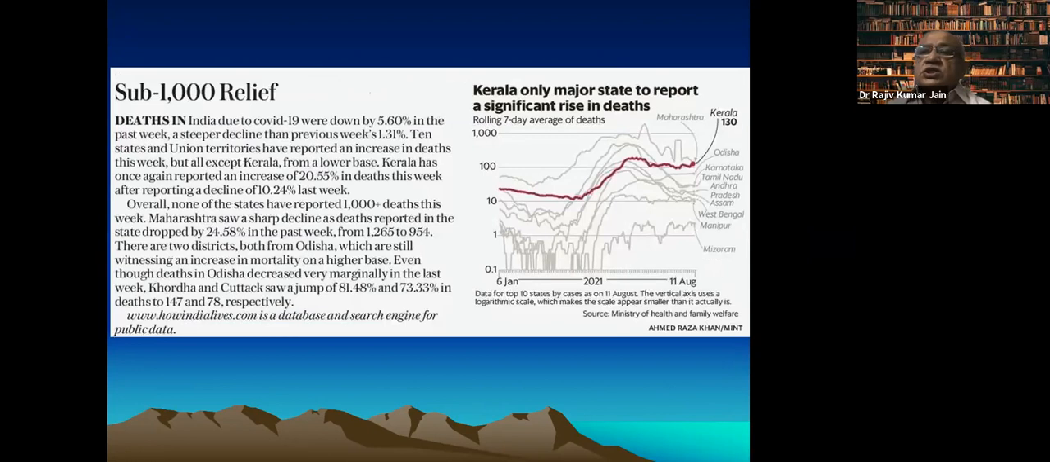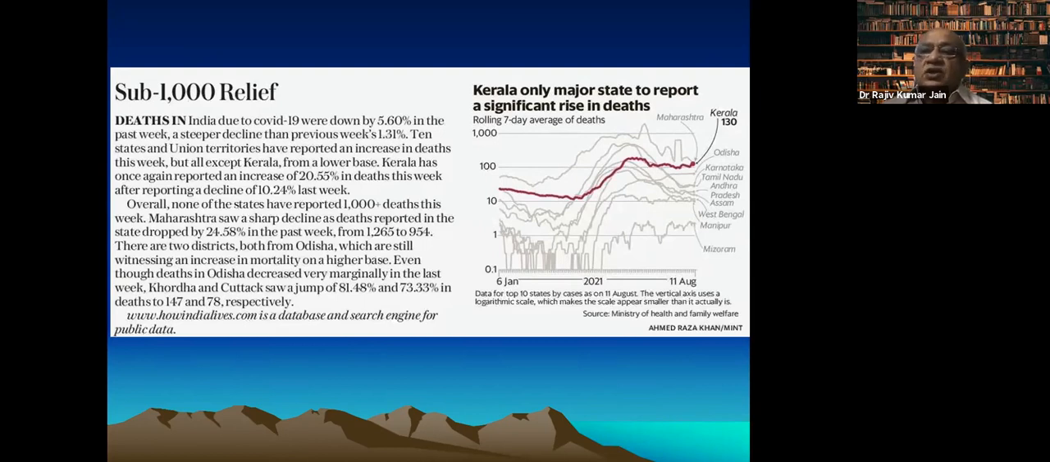This is in terms of deaths, with all states below 1,000 this week. Kerala is the only major state to report a significant rise in deaths. Deaths in India due to COVID-19 were down by 5.6% in the past week, a steeper decline than in the previous week, 1.31%. 10 states and union territories have reported an increase in deaths this week, but all except Kerala from a lower base.